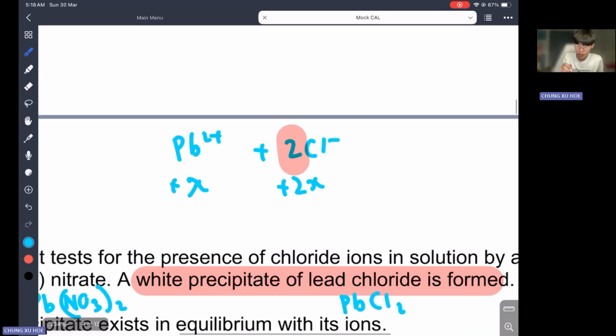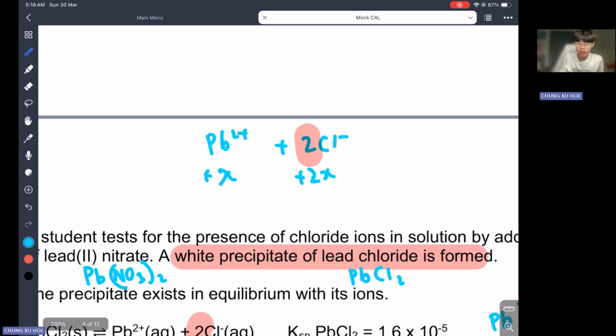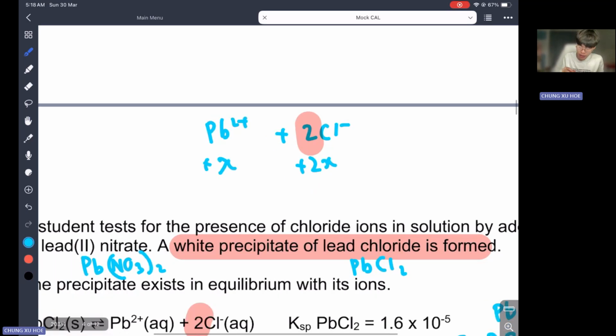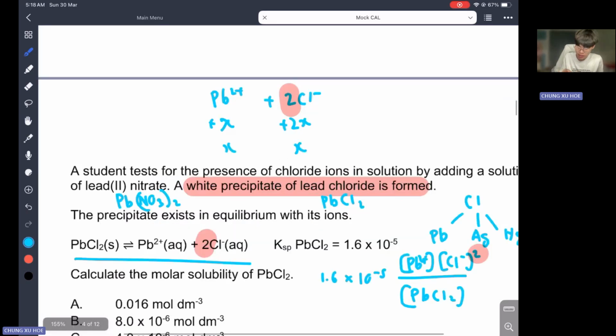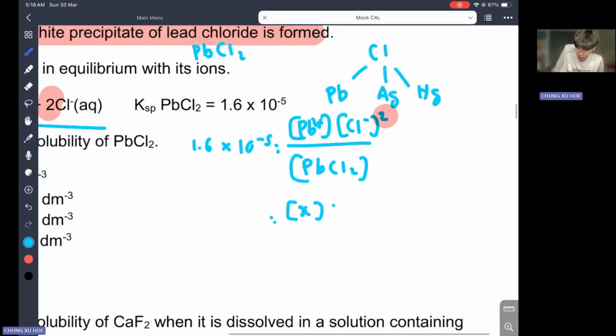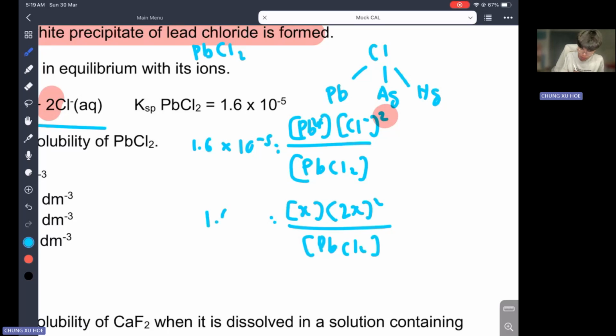2x. Understand why, right? Because of the 2 here. So I noticed that my Pb2+ is x, while my Cl- is 2x. So if I try to sub it in, it will be x and (2x) squared, and then PbCl2 Ksp is 1.6 times 10 to the power of -5. And I realize something.